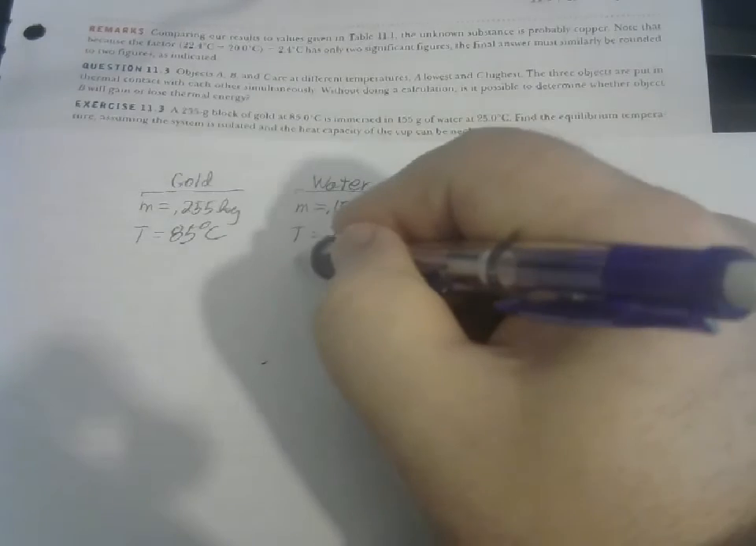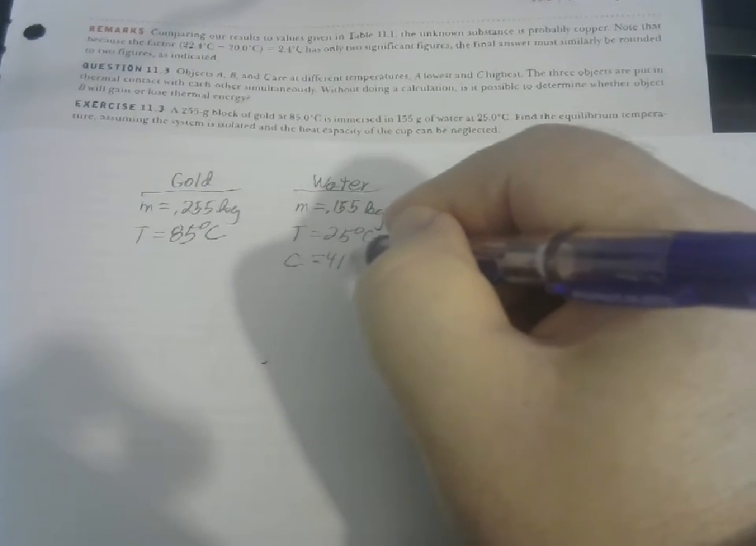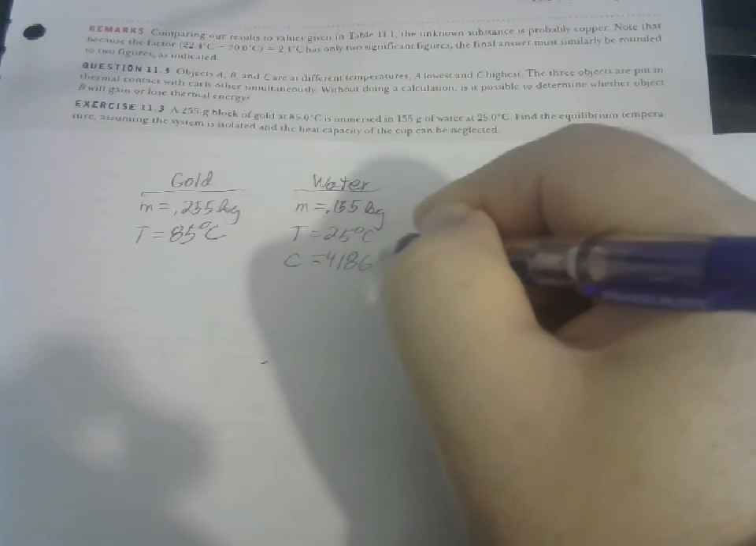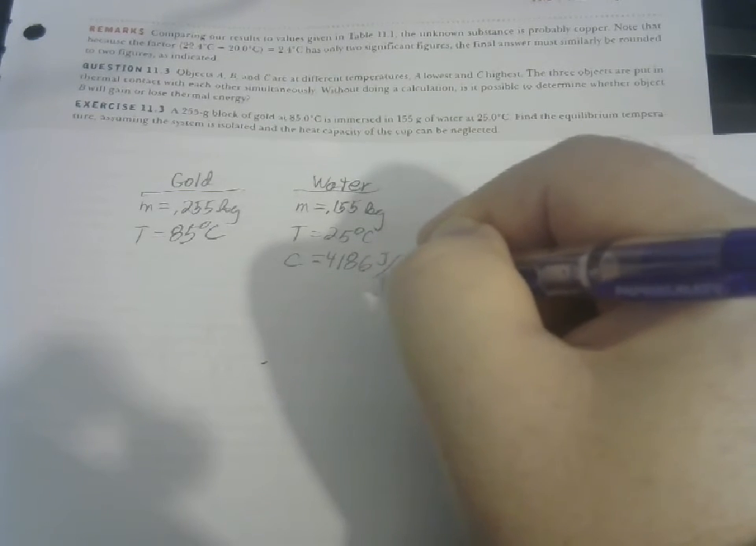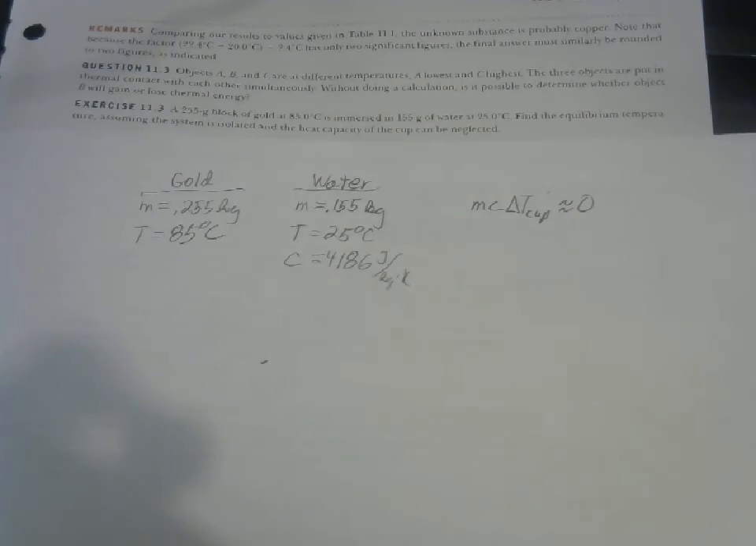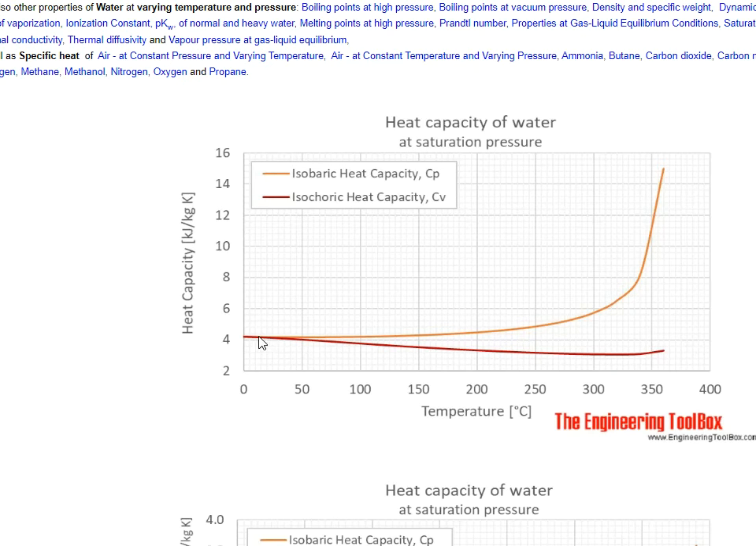Anyway, you should eventually have the specific heat of water memorized, 4,186 joules per kilogram Kelvin. Look at this orange line here. That's the isobaric heat capacity of water. So isobaric means we're just going to keep the pressure at 1 atmosphere, 101,300 pascals. And you see it stays right there at 4,186 joules or 4.186 kilojoules per kilogram Kelvin.